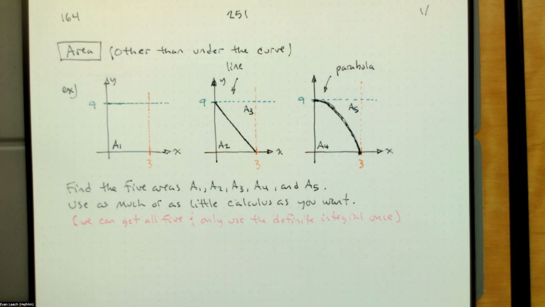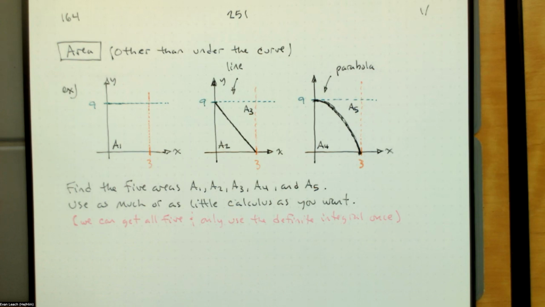I want to find the 5 areas, A1, A2, A3, A4, and A5, using as much or as little calculus as you want. The as little calculus part is the fact that we can get away with finding just one of these, or using a definite integral just one time. The rest of them we don't really need a definite integral for. So go ahead and pause the video if you want to give this a try.